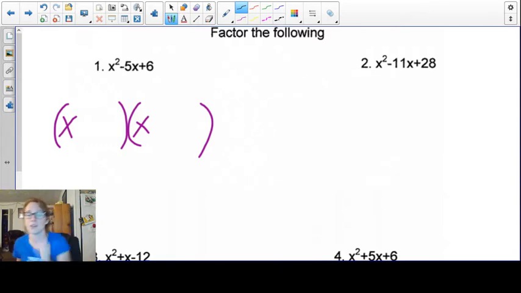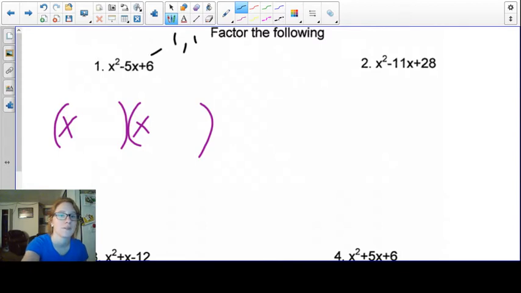Next, I'm going to take a look at what multiplies and adds. So we're going to be multiplying to 6. The easiest thing to do is to ask, what multiplies into 6? We've got 1 and 6, 2 and 3. Pretty easy. That's the only numbers I multiply in. All right, now let's take a look at my signs.